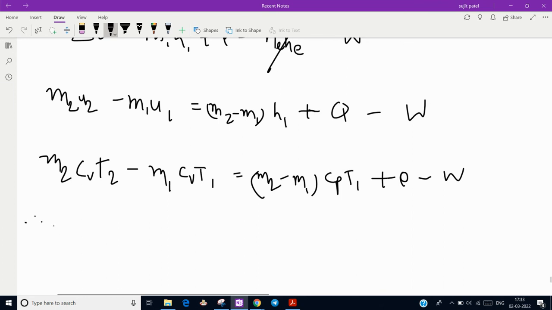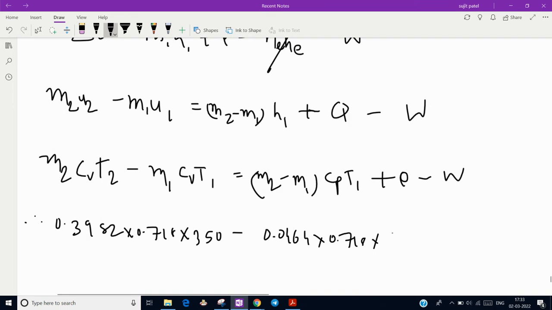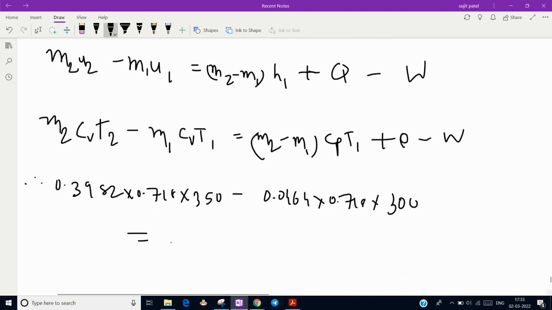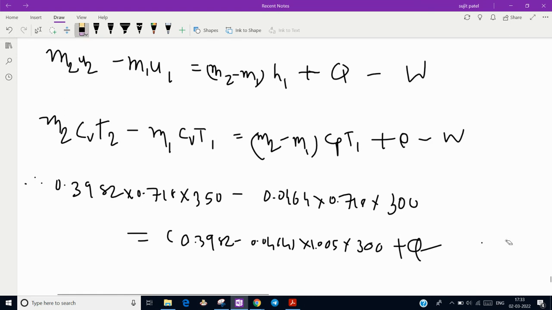M2 value we have 0.3982, Cv, that is 0.718, into final temperature 350 Kelvin, minus M1, which is 0.0464, into 0.718 multiplied by initial temperature 300 Kelvin, is equal to M2 minus M1, 0.3982 minus 0.0464, Cp is 1.005 given in the data, and it is 300 plus Q that we have to find, and W value we have 10.5 kilojoule. Sorry, let me write correctly. It is minus, because in the equation there is a minus sign, so 10.5.